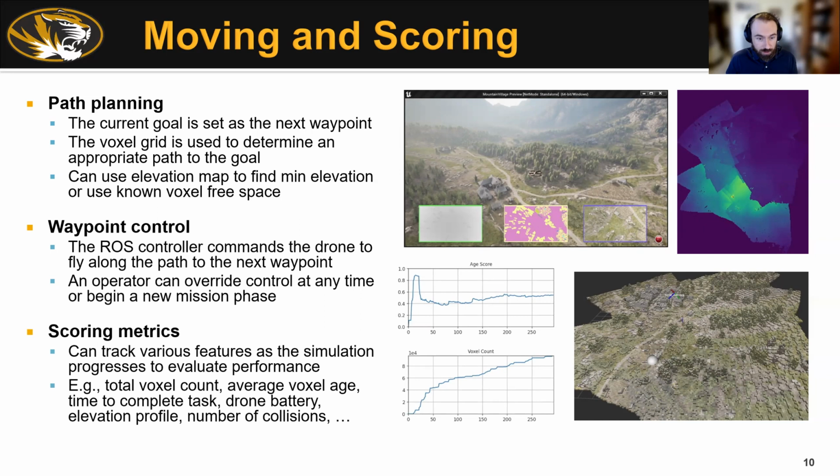And we can keep track of all this then with our scoring metrics. So we can track things like how many voxels have we observed in total in the map. Maybe we want to build up our observation space so we observe all of the map. We can keep track of the average age of voxels in that map so nothing gets too out of date. So we're always constantly looking at things. There's lots of things we could track in this, like how much battery the drone has, the number of collisions if it ever crashed. So there's lots of things that we can evaluate with this.